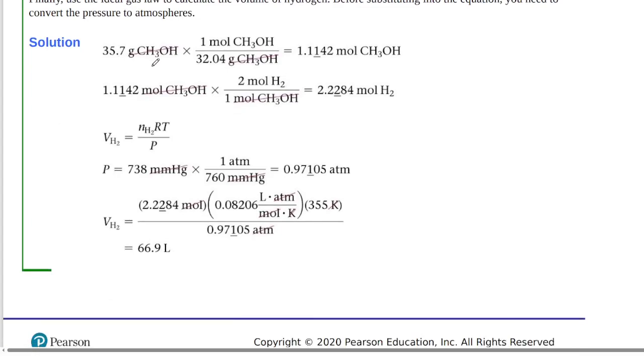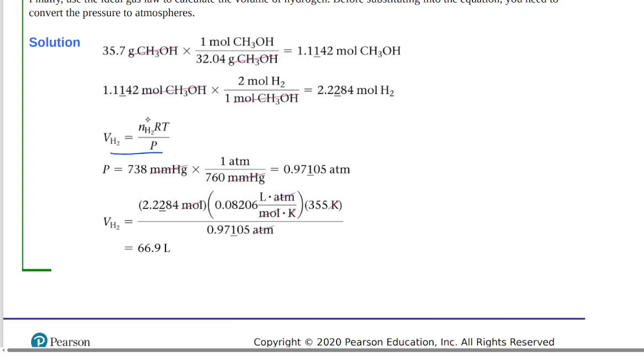35.7 grams of methanol is 1.1142 moles of methanol, and we get that through the molecular weight. From the 1.1142 moles of methanol, we can use the balanced equation where we see we have a 2 to 1 ratio to get 2.2284 moles of hydrogen. Now we have the moles of hydrogen, so we can calculate the volume of hydrogen.